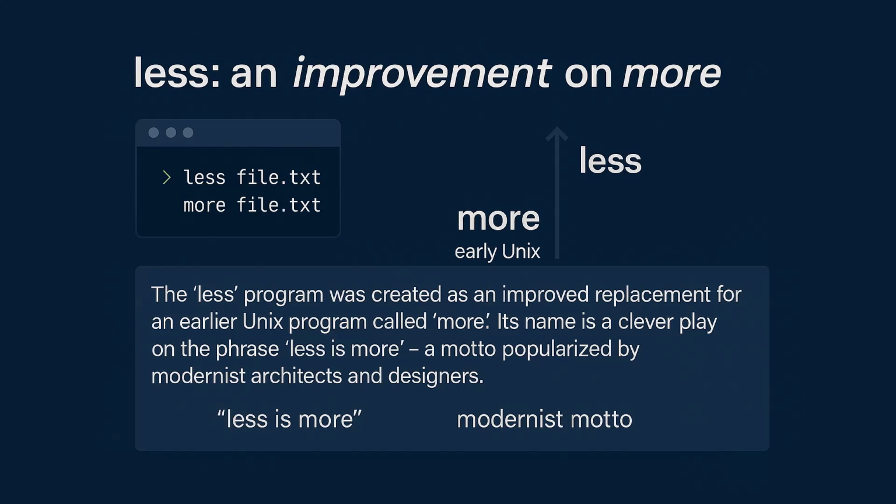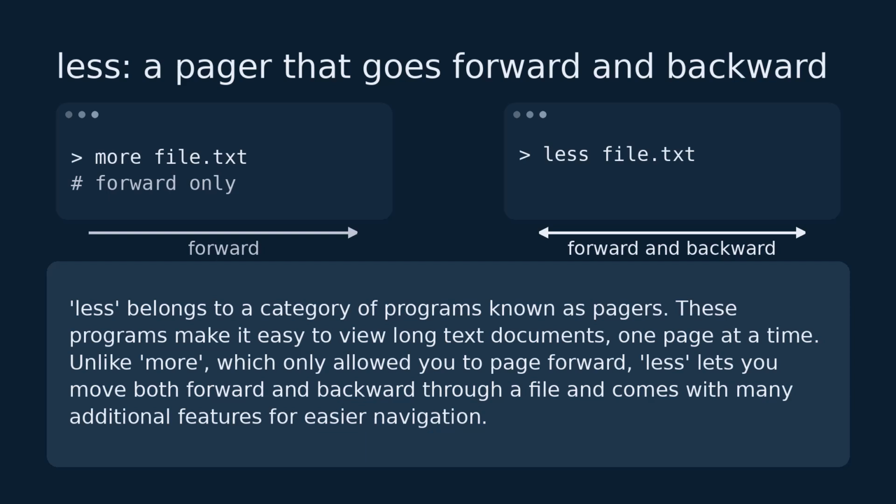Less is more. The less program was created as an improved replacement for an earlier Unix program called more. Its name is a clever play on the phrase less is more, a motto popularized by modern architects and designers. Less belongs to a category of programs known as pagers. These programs make it easy to view long text documents, one page at a time. Unlike more, which only allowed you to move forward, less lets you move both forwards and backwards through a file and comes with many additional features for easier navigation.